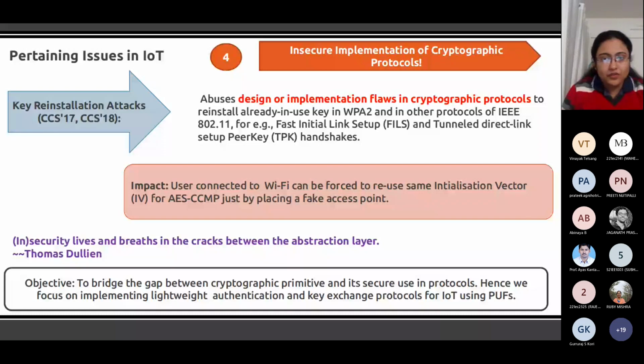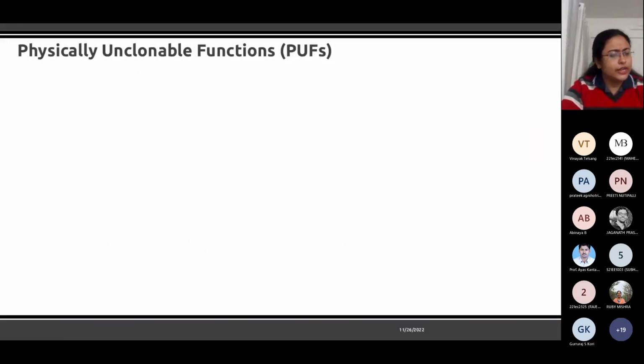So the target of my work is to bridge the gap between the cryptographic primitive and its secure use in protocols. Hence, we focus on implementing lightweight authentication and key exchange protocols for IoT using PUFs. So maybe I can give a brief about PUF, and then we can have a small question-answer period, and then go back to the protocol part.